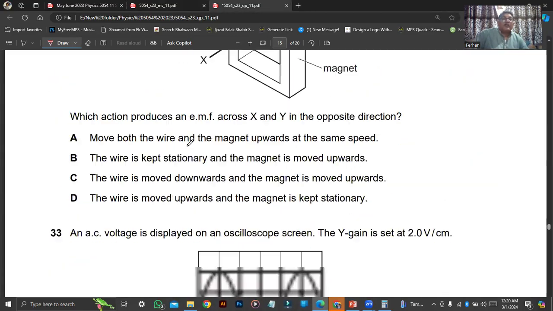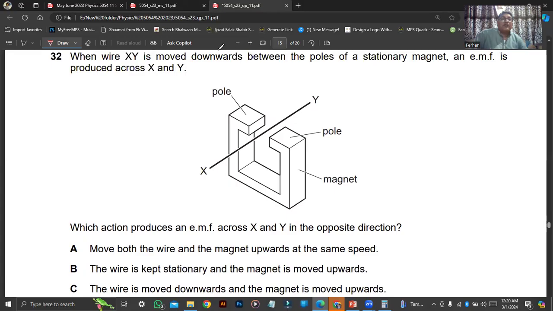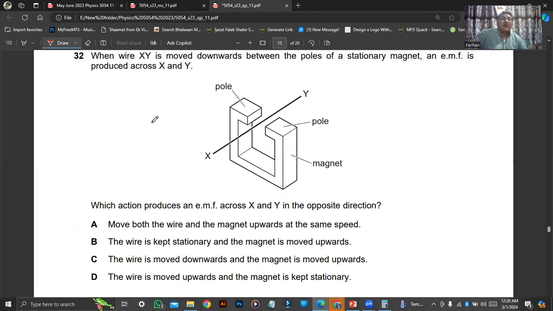So let me go to the next question. The next question coming up on your screen is question number 32. He says, when wire XY is moved downward, that's very important. When the wire XY is moved downwards between the poles of a stationary magnet, an EMF is produced across X and Y. Which option produces an EMF across X and Y in the opposite direction?